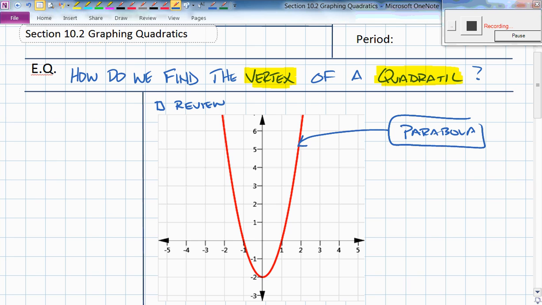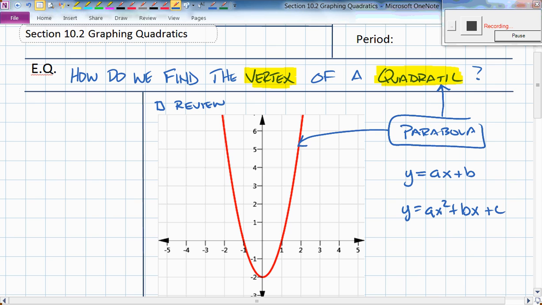Where does a parabola come from? What's the name that it comes from? Anybody know? A quadratic. Yes. And what does a quadratic look like? I'll give you two options, right? Which one is a quadratic? If I gave you ax plus b, or if I gave you ax squared plus bx plus c. Which one of those is quadratic? The first one or the second one? The second one. Are we sure it's the second one? The first one. Are we sure it's the first one? No, we're not sure. Okay. We're not sure which one makes it.